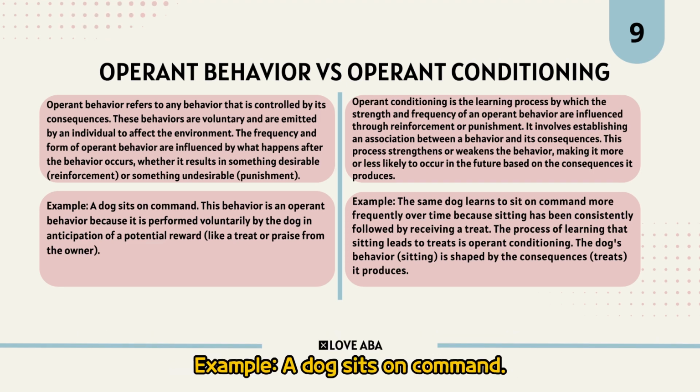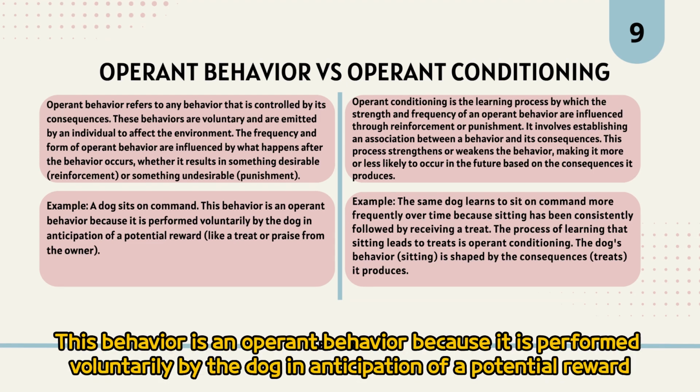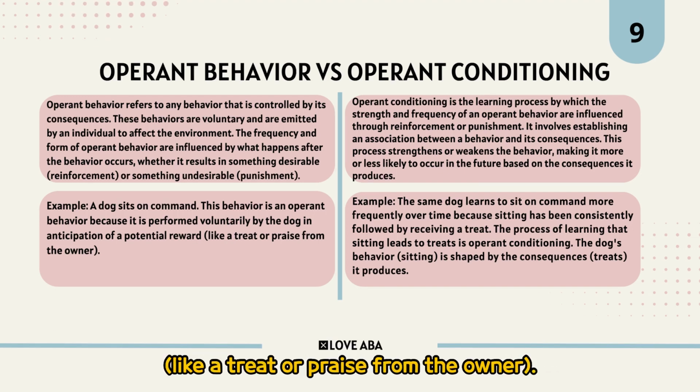Example: a dog sits on command. This behavior is an operant behavior because it is performed voluntarily by the dog in anticipation of a potential reward, like a treat or praise from the owner.